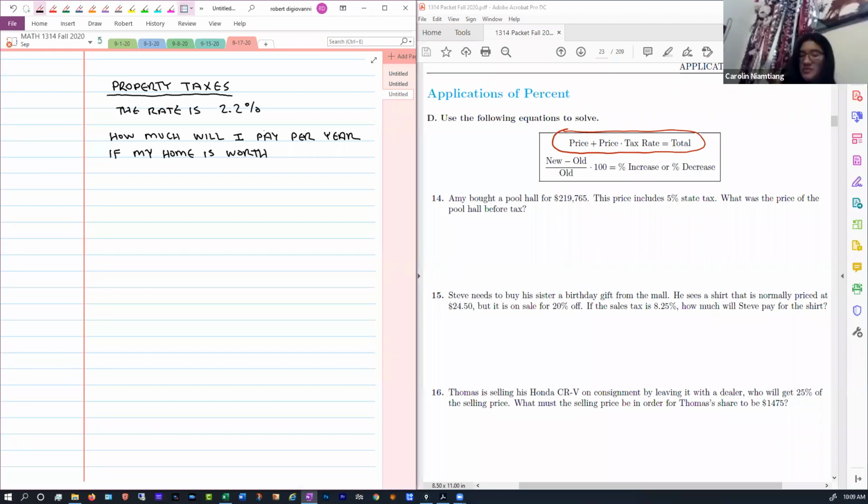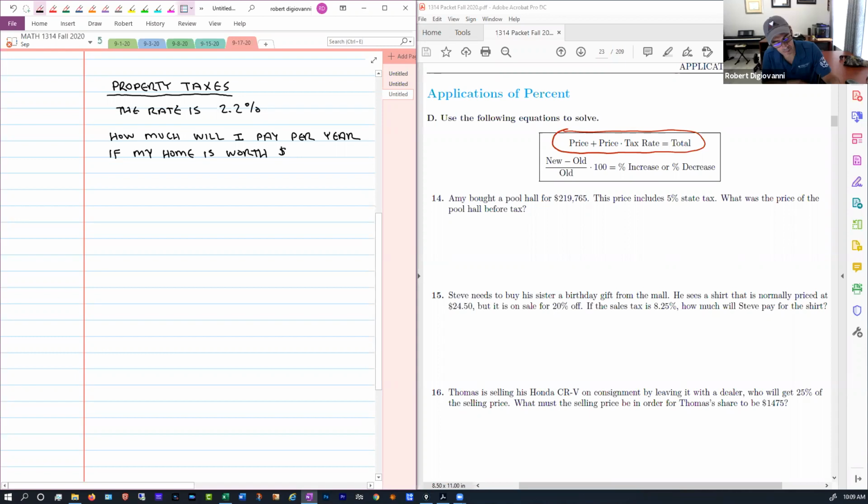Give us a reasonable price. What's reasonable? I don't know. 250,000. Okay, we'll go with a $250,000 home.